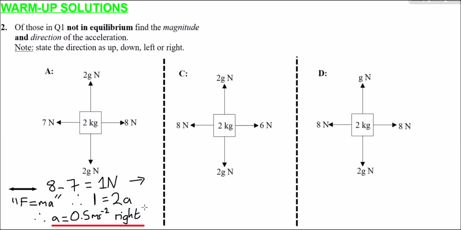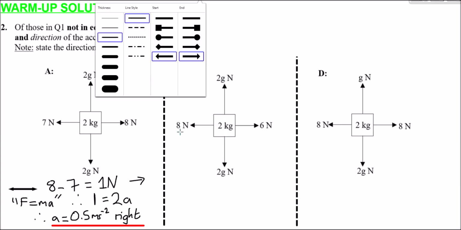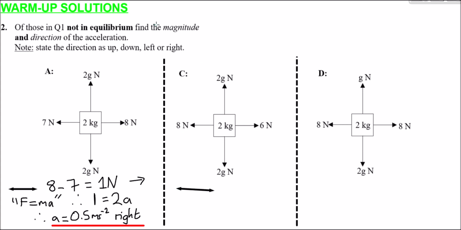I meant to do this. There we go. For C, there's no acceleration up or down because 2G balances with 2G. So again, we can just consider going horizontally. That's not quite horizontal, which will annoy me and no doubt maybe some of you. So this time, 8 minus 6 is 2. So that means we've got a 2 newton force acting to the left as a resultant.